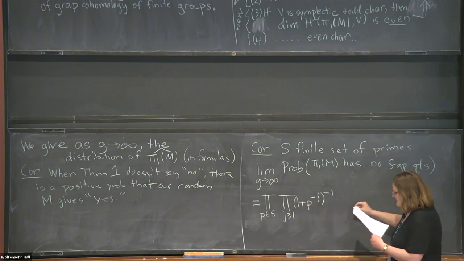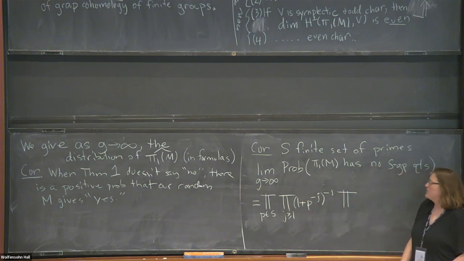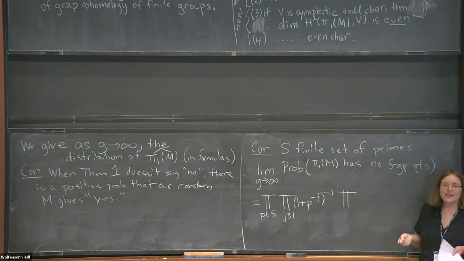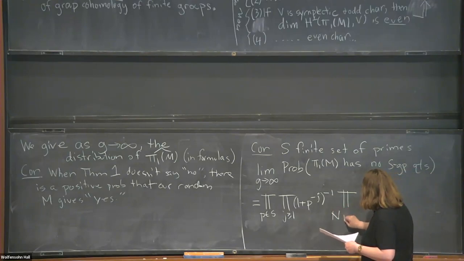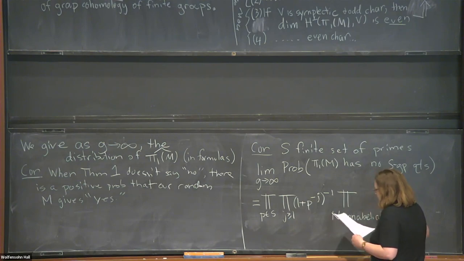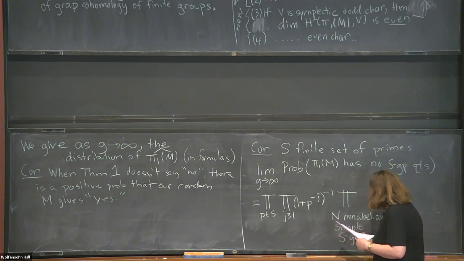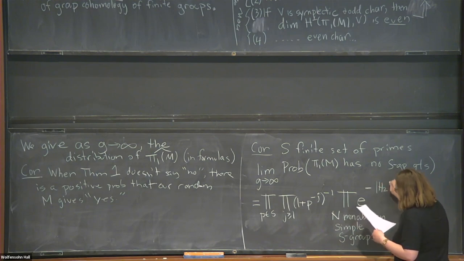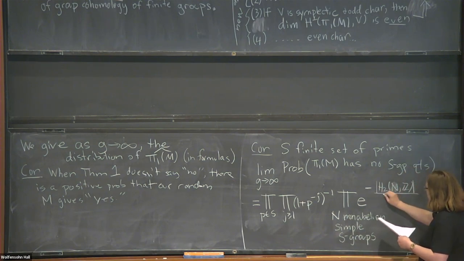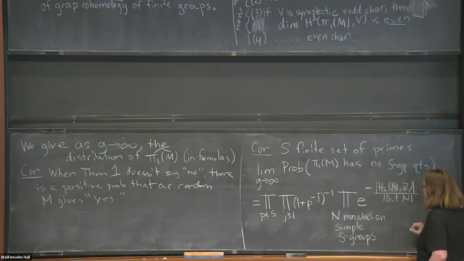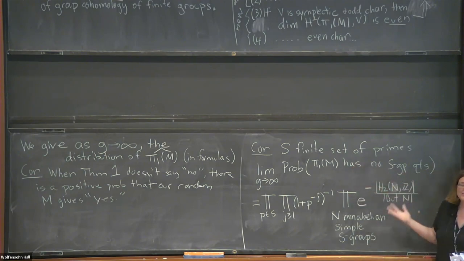So as you put in more primes, that's getting smaller. And what looked like some kind of Euler product is actually secretly a product over the finite simple abelian groups. And we need to include the non-abelian finite simple groups. So the other part of the product is over the non-abelian simple S-groups, and it's e to the minus the second group homology, known as the Schur multiplier of that group, over the size of the outer automorphism group of the finite simple group. So that gives you a sense of what the formulas look like.